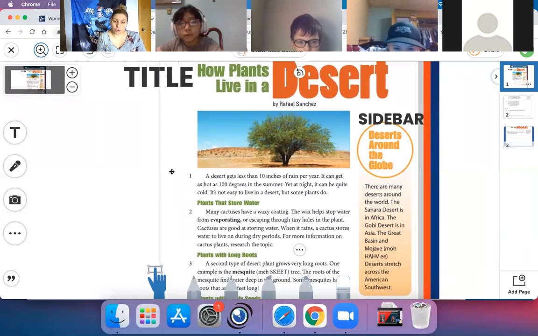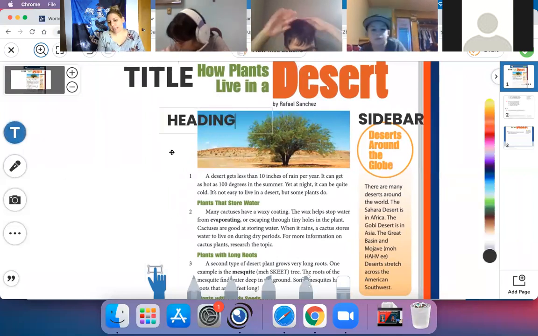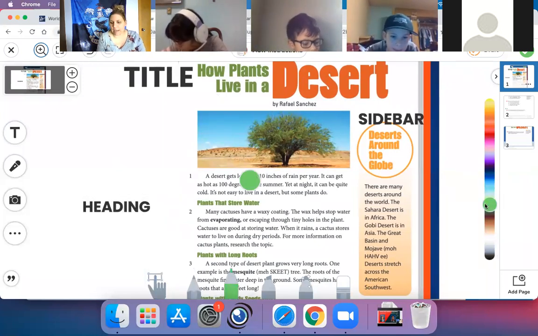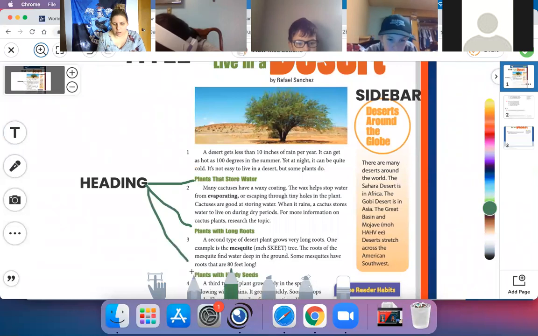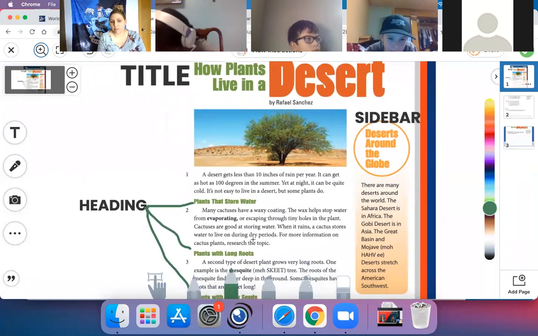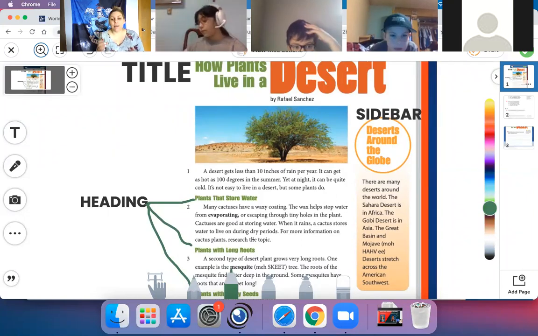Another text feature we've talked about are headings. Remember, a heading is like a mini title. There are different headings inside of a story to kind of break up the story and to tell us what that section's going to be about. So here we have 3 headings that tell us about what each of those sections focuses on. So the whole thing is about how plants live in a desert, but each of these headings will have a section that'll give us some more specific information.